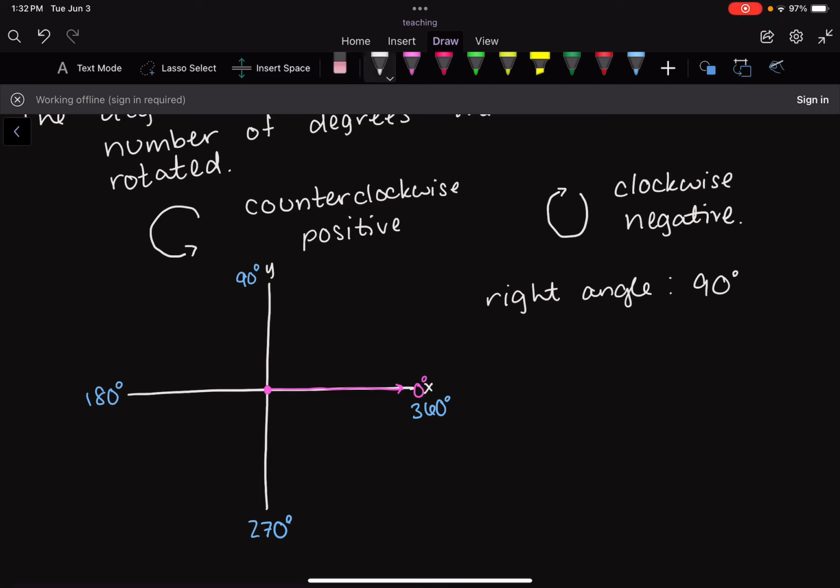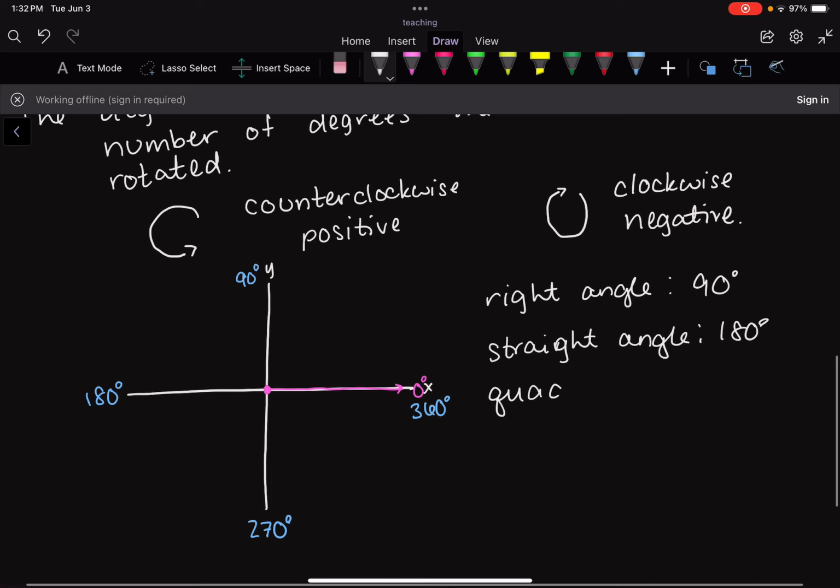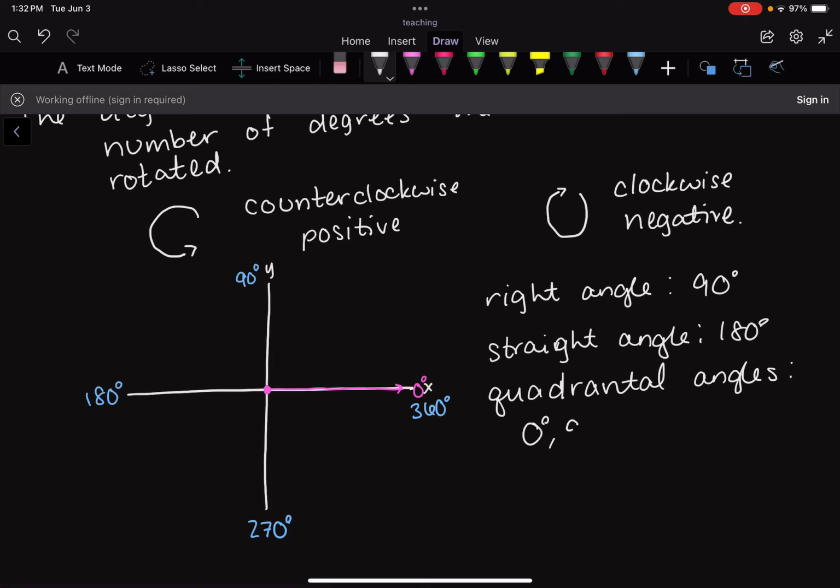Some more definition type stuff. We have what's called a straight angle. This is that 180 degrees. We also have what's called quadrantal angles. Quadrantal angles are just any of them that are lying on one of the axes. So that would be 0 degrees, 90 degrees, 180 degrees, 270 degrees, 360 degrees.